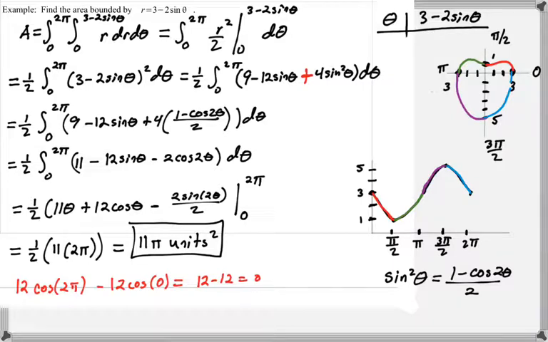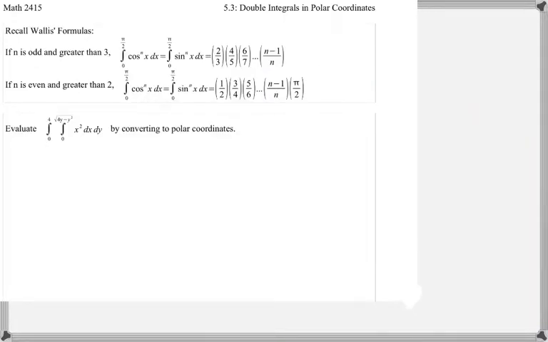All right, let's go on to the next slide. So possibly in Calculus 2, you went through Wallis's formulas. You would use some integration by parts and some formulas for integrating cosine to the second power, third power. We kind of look at some patterns here.